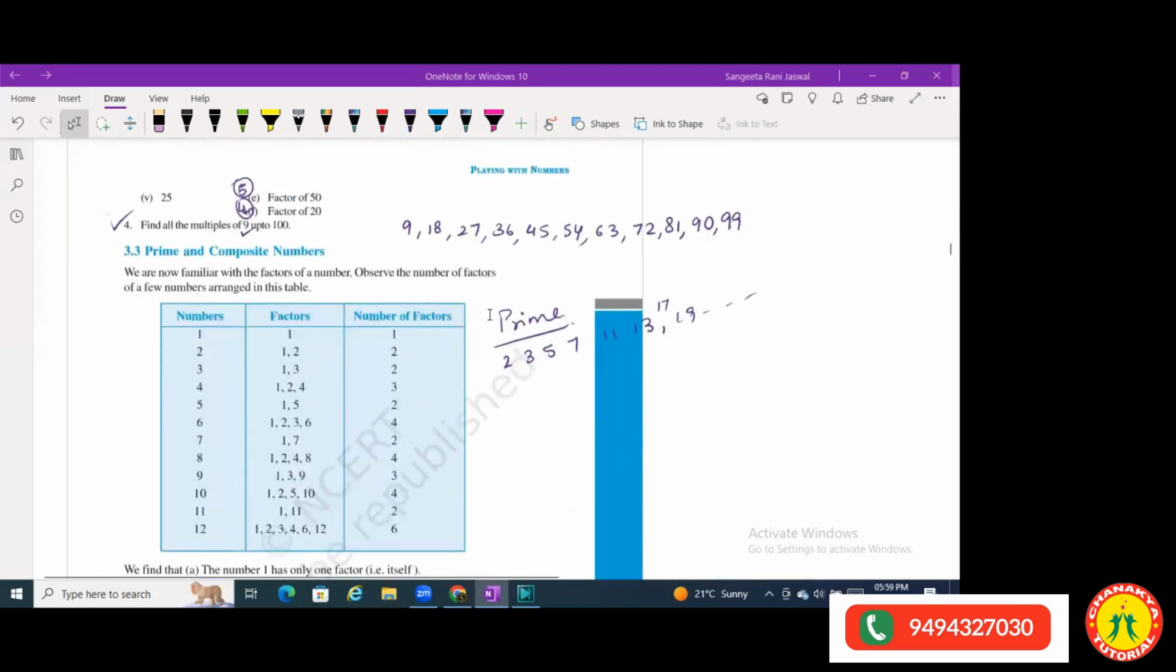Okay, now coming to prime and composite numbers. Children, prime numbers are those which have factors only one and the number itself. It has no other factor. Like 2, 3, 5, 7, 11, 13. These sorts of numbers are prime numbers. You should learn all the prime numbers between 1 and 100. I had given you this homework also when we were doing this chapter. For exams, you must learn all the prime numbers between 1 and 100.